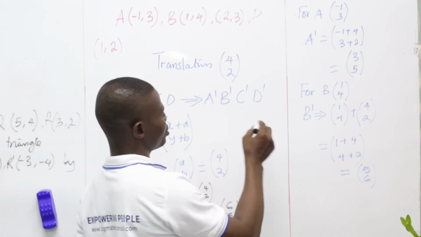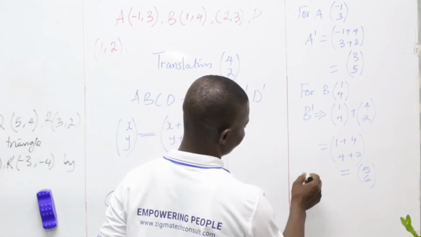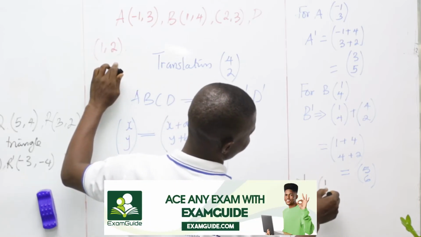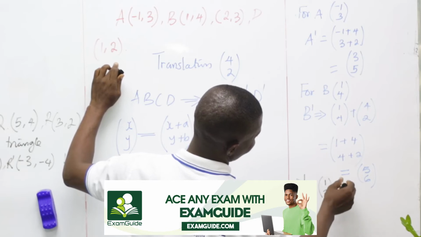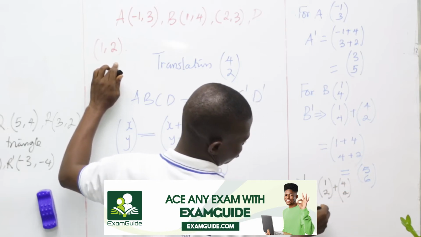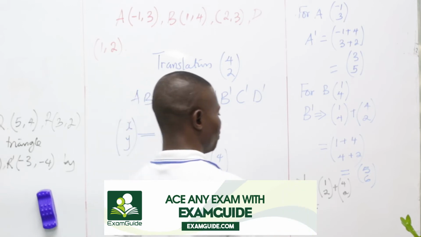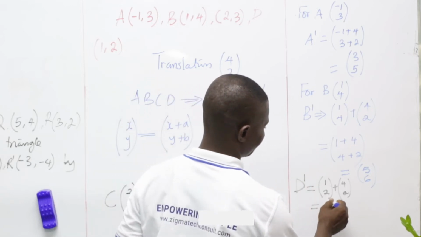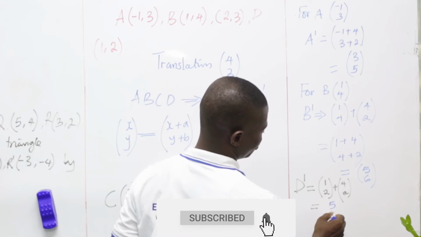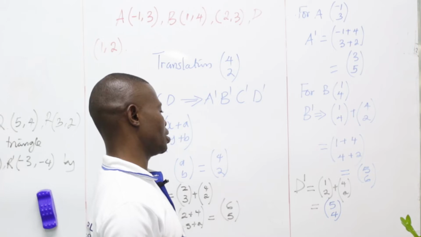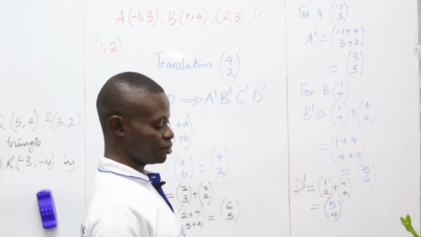Finally, for D, D prime will give us D itself 1, 2 plus the translation. One plus 4 is 5. 2 plus 2 is 4. So D prime is 5 and 4.